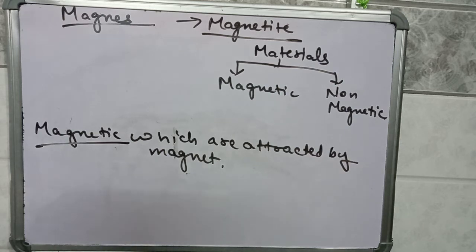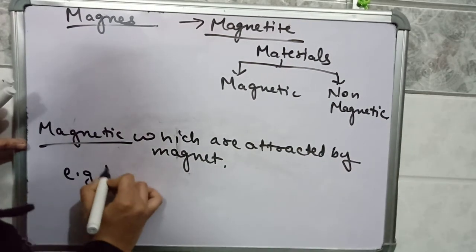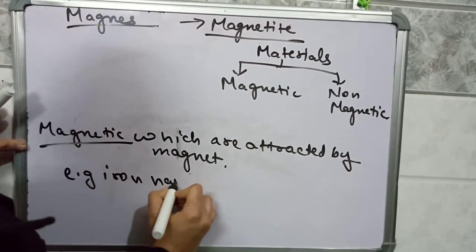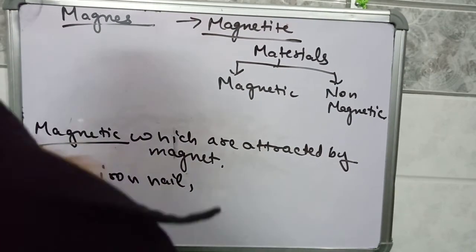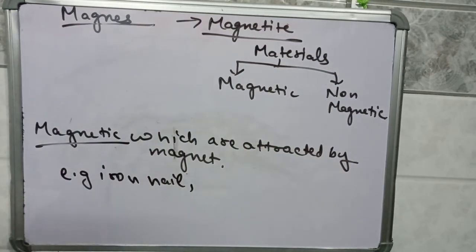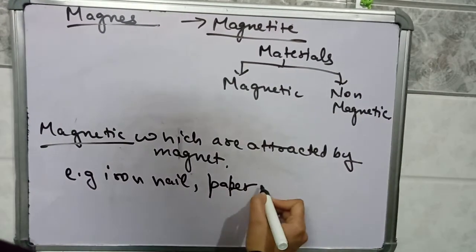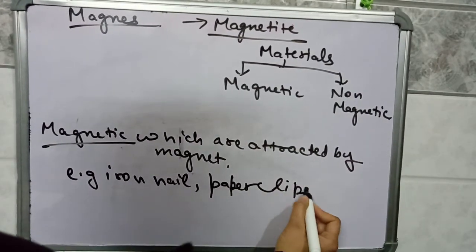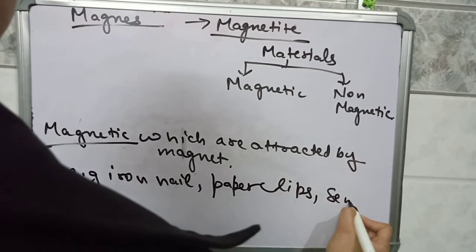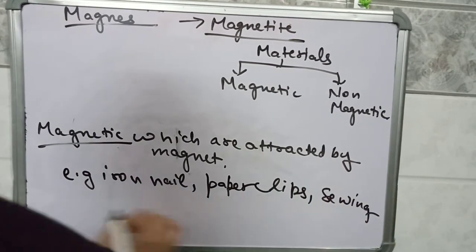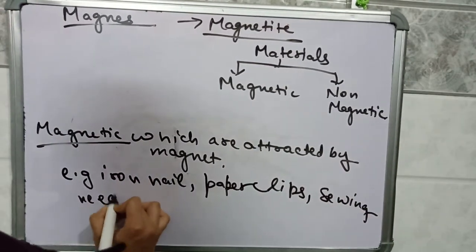For example, iron nail, which is also known as keel in Hindi, right? So a nail, for example an iron nail, is a magnetic material because it is attracted towards the magnet, right? Paper clips made of steel. Paper clips are magnetic material. Sewing needle, right? Sewing needles are magnetic material.